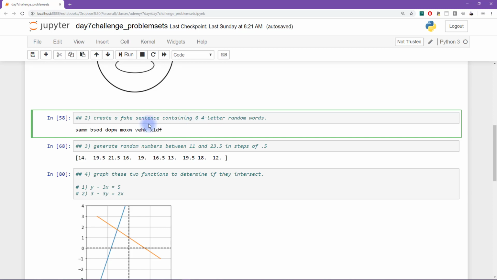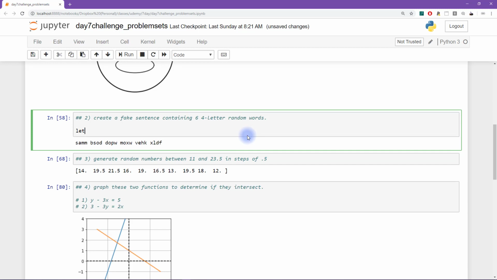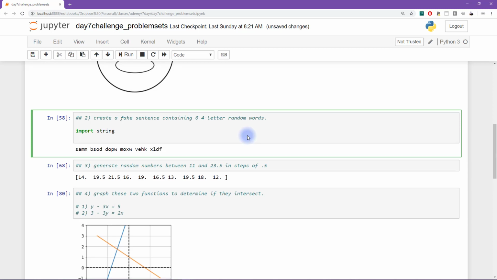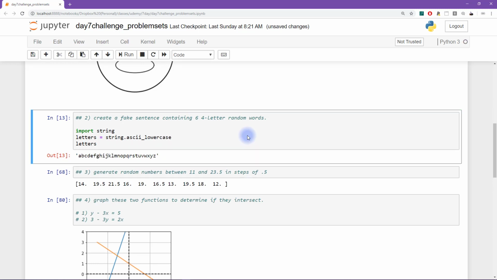So what we want to do to solve this challenge is come up with all of the letters in the alphabet and then randomly select 4 of them and then repeat that 6 times. Now you could set this up like this. You could say, A, B, C, D, E, F, G, and so on. However, there is a slightly easier way to do this, and that is by importing a function called string, and then there's a method in string that is letters equals string.ascii_lowercase. And let me show you what this looks like. So this gives us a character string of all the lowercase letters in the English alphabet.